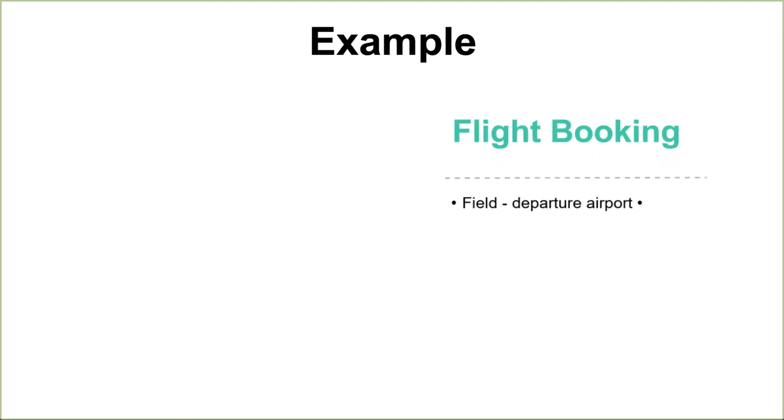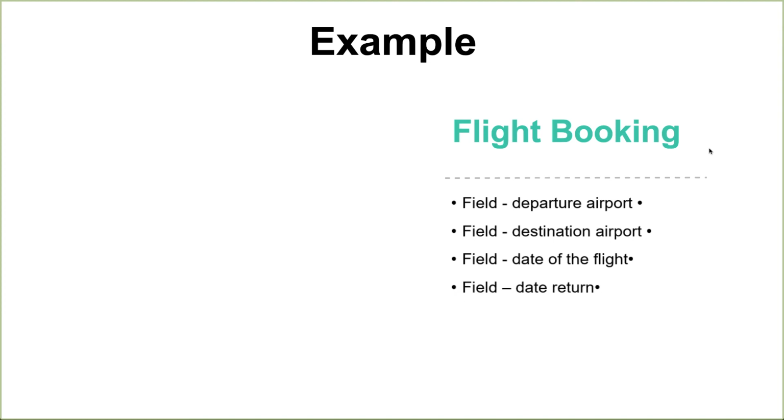So let's have, for example, the first feature, like reservation. We can have something like a flight booking, where the customer or the user will have fields to enter the departure airport, the destination airport, and also the date of the flight when he wants to travel. I also need a date of return, and a button to submit the information.